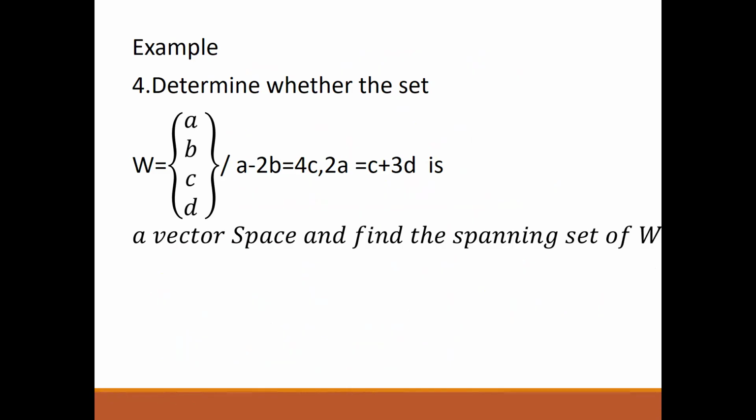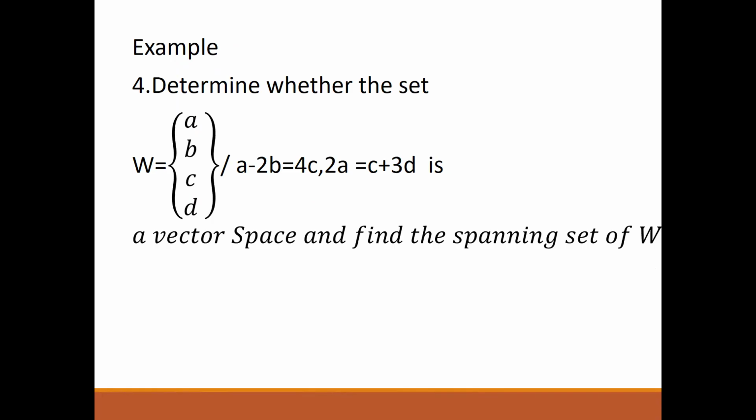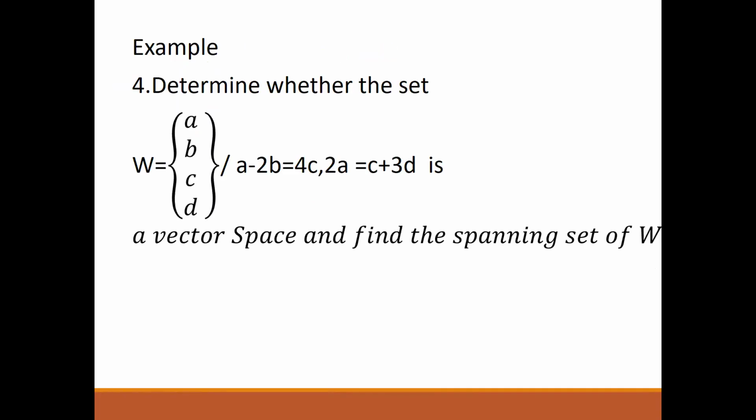Determine whether the set is a vector space and find the spanning set of W. See here, W is equal to A, B, C, D. What is the condition given? A is equal to 2B plus 4C. So B is B only. And A minus 2B is equal to 4C. 2A is equal to C plus 3D.